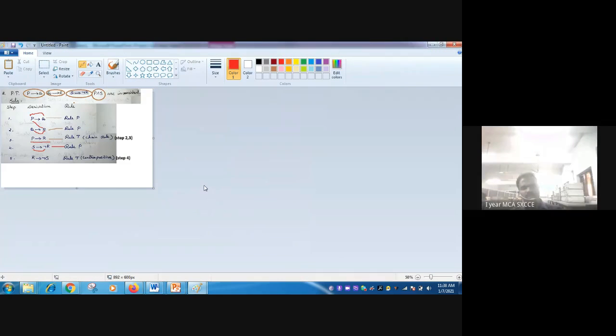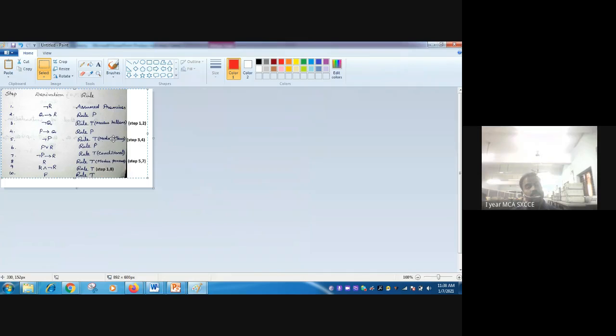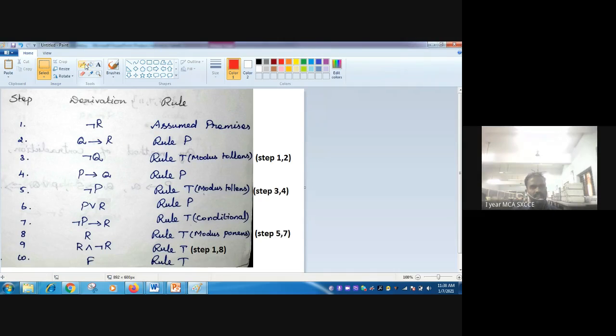So let us check whether we are able to arrive at a contradiction. So negation R, as I already told you, is brought in as the first premise, that is the assumed premise. Then this is rule P, the given premise, nothing more.